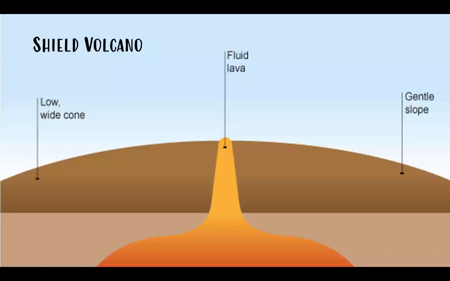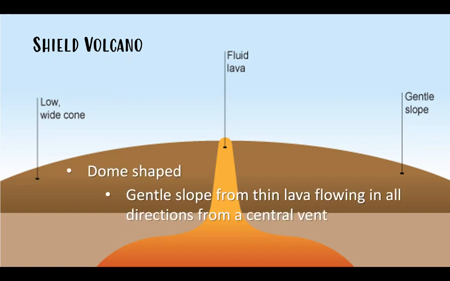Okay, so like I said, the shield volcano is shaped like a shield, like Captain America's shield, and it is dome-shaped. It has a gentle slope because lava is flowing out through that central vent in all directions. And it's made completely of lava flow, so it doesn't have cinders and other things mixed in there. It's just from lava that cools and hardens. So it grows out more than up.